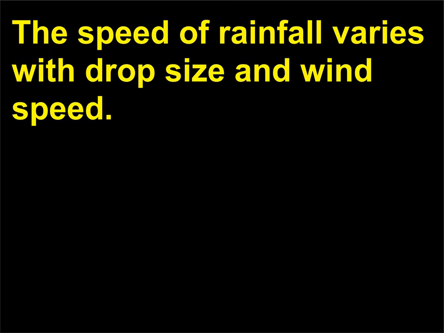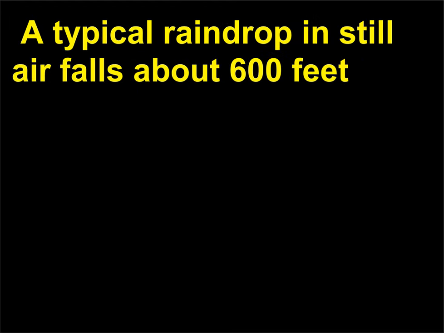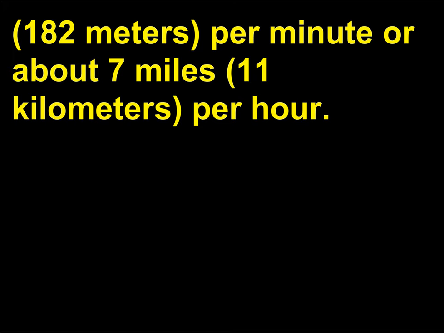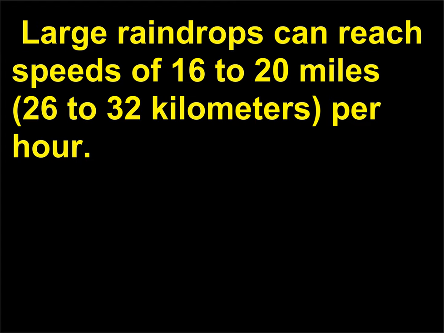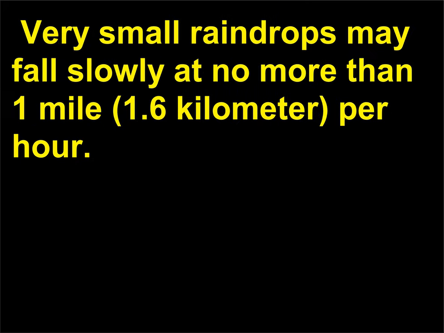The speed of rainfall varies with drop size and wind speed. A typical raindrop in still air falls about 600 feet, 182 meters, per minute, or about 7 miles, 11 kilometers, per hour. Large raindrops can reach speeds of 16 to 20 miles, 26 to 32 kilometers, per hour. Very small raindrops may fall slowly at no more than 1 mile, 1.6 km, per hour.